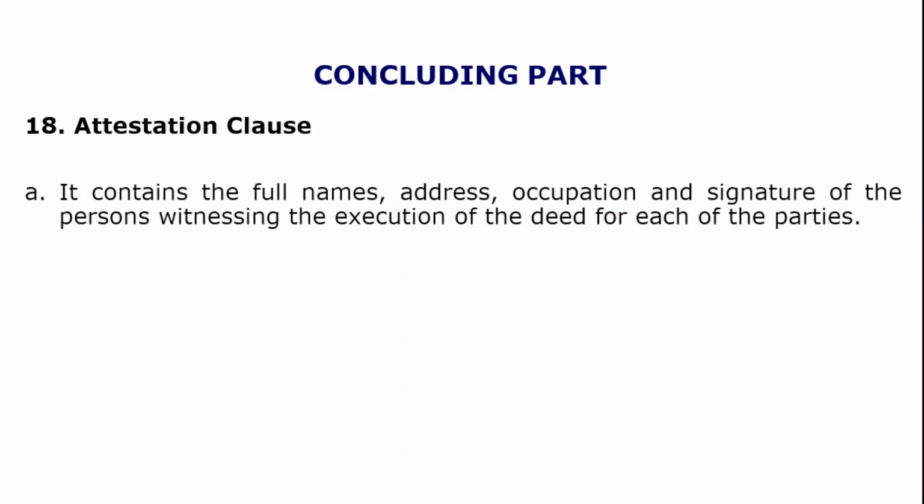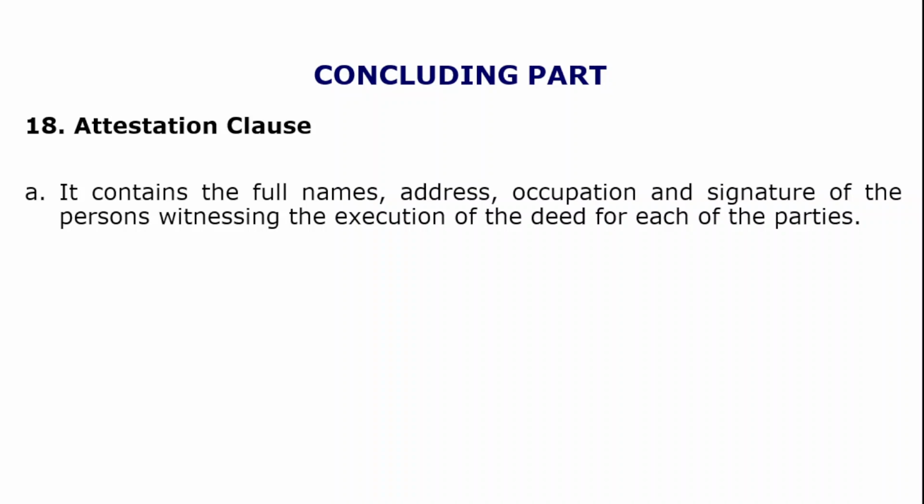So, what the attestation clause must now do is ensure it contains the full names, address, occupation and signature of the person witnessing. What is he witnessing? The execution, not the payment. Oh, it's not the payment of the amount, right? It is witnessing the execution of the deed. So, for each of the parties, and of course, you must have seen an insight into how to draft it when we were talking about the execution clause.